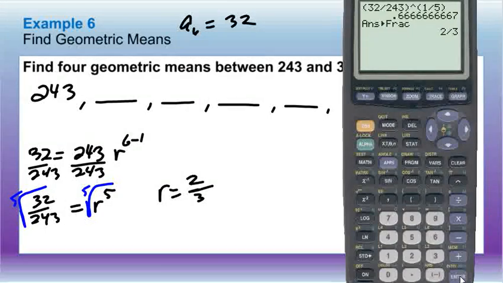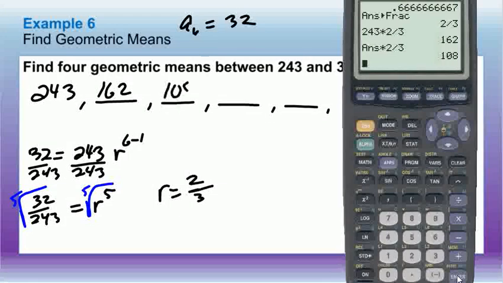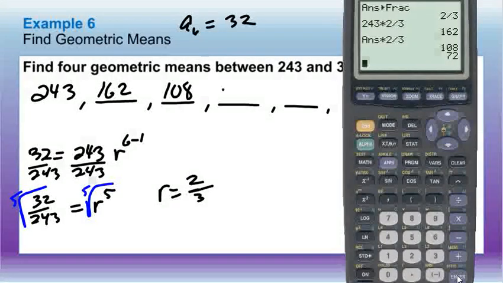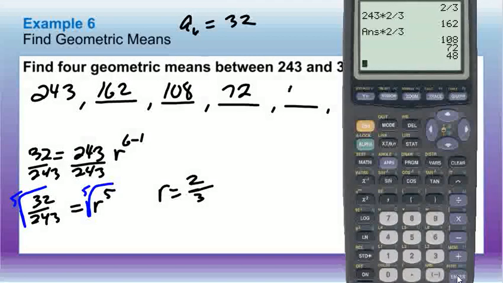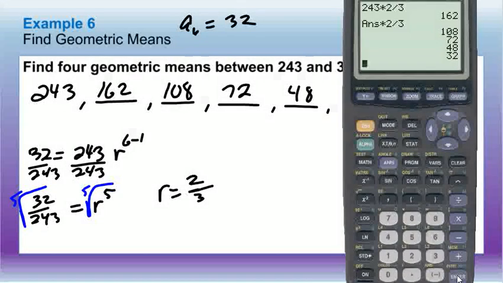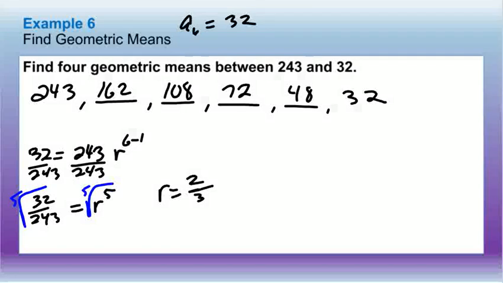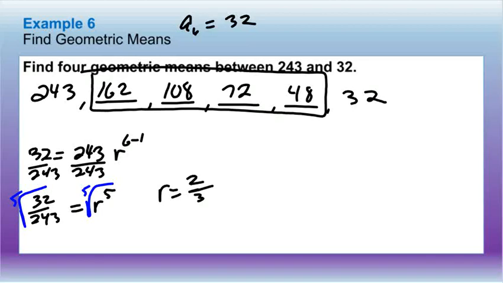So now if I take my calculator and do 243 times 2 divided by 3, I get 162. Then if I multiply that by 2/3, I get 108. Then hit enter again, I get 72. Hit that again, and I get 48. And if I hit it once more, there's my 32. And that completes my sequence. So these are the 4 geometric means between the 2.